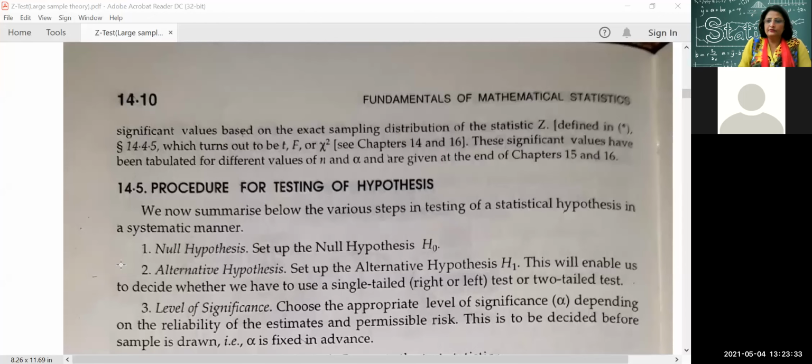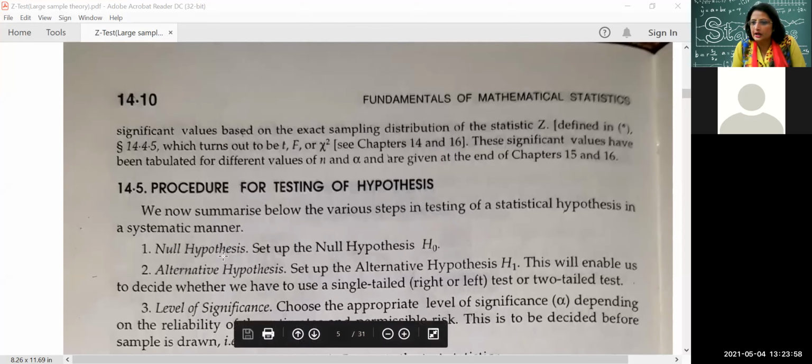So today we will do the procedure for testing of hypothesis, right? So what is the meaning of testing of hypothesis? It means we will have a statement about the population parameter and we want to check whether this statement is correct or not, right? So the first step in this category is the null hypothesis.